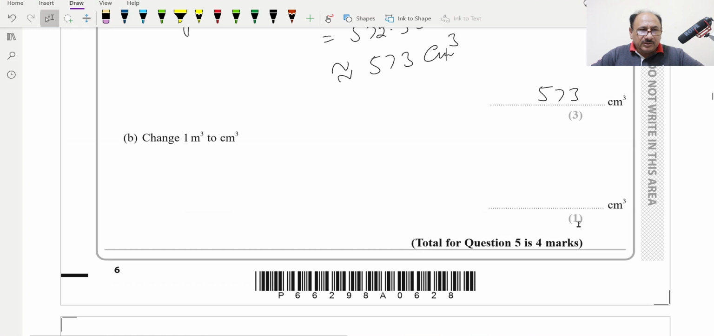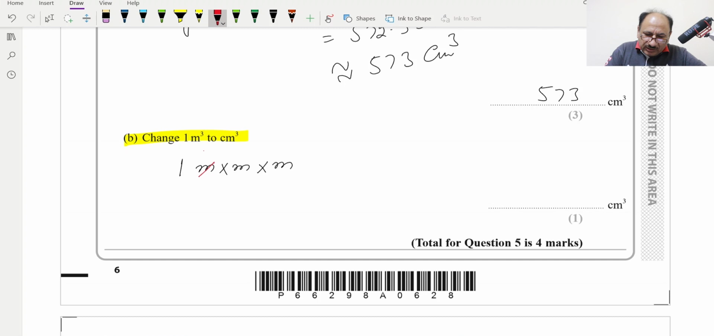And part B, here they have written change 1 meter cubed to centimeter cubed. So the easiest method is: write down 1 meter cubed. Meter cubed means meter into meter into meter. Now each meter we have to switch to centimeter. So to change this meter into centimeter, we will be multiplying this by 100. Similarly, this will be changed to centimeter and multiplied by 100. Similarly, this will be changed to centimeter and this will be multiplied by 100.